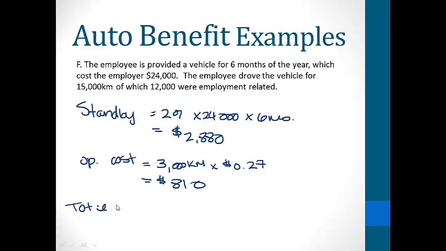My total auto benefit is going to be the 2,880 plus the 810. And I get $3,690. This completes the video on how to calculate the auto benefit for employment-related purposes.